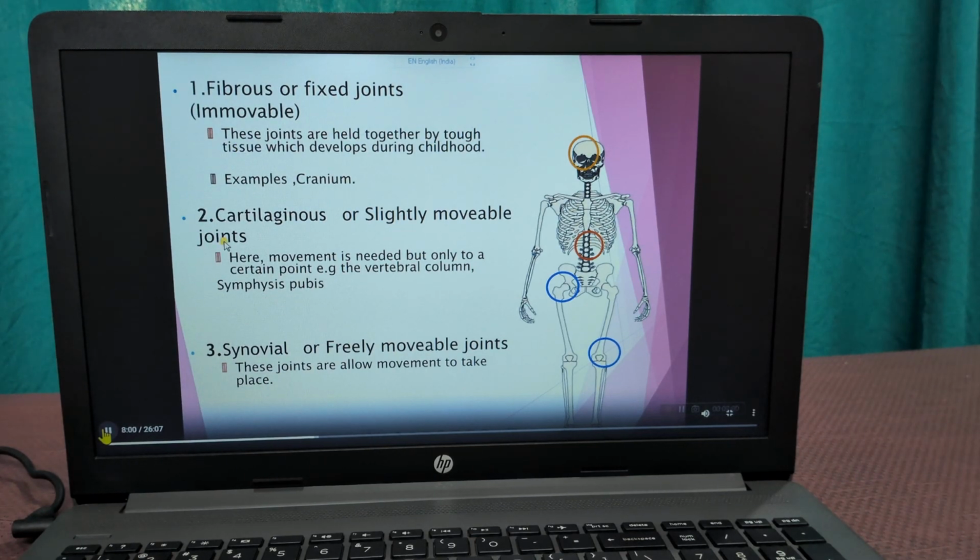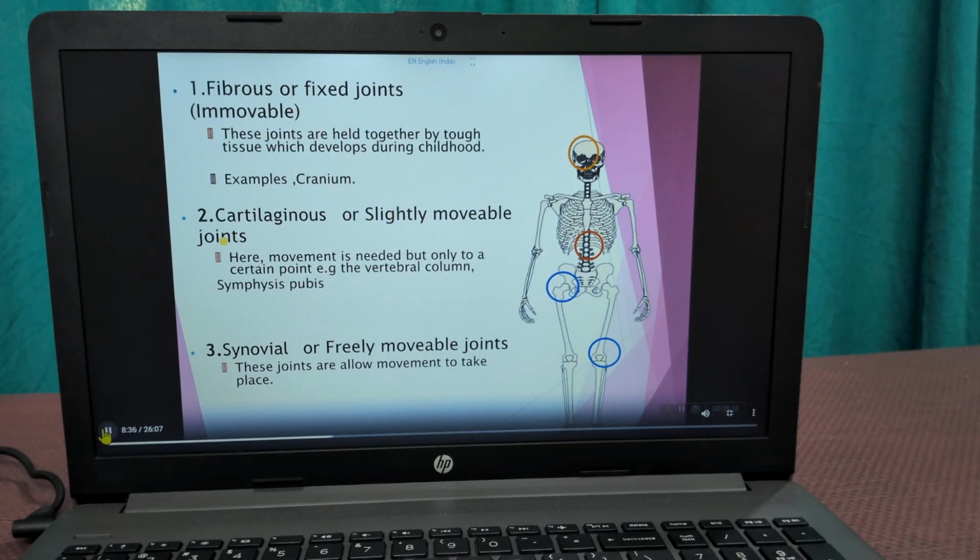The next type of the joint is the cartilaginous joint. Cartilaginous joint is also known as the slightly movable joint. Cartilaginous joints are those joints in which the bones are connected by cartilage. As I told you, in the fibrous joint the bones are connected by fibrous tissue, but in the cartilaginous joint the bones are held together by cartilage. Alright. So due to the presence of that cartilage, these are slightly movable.